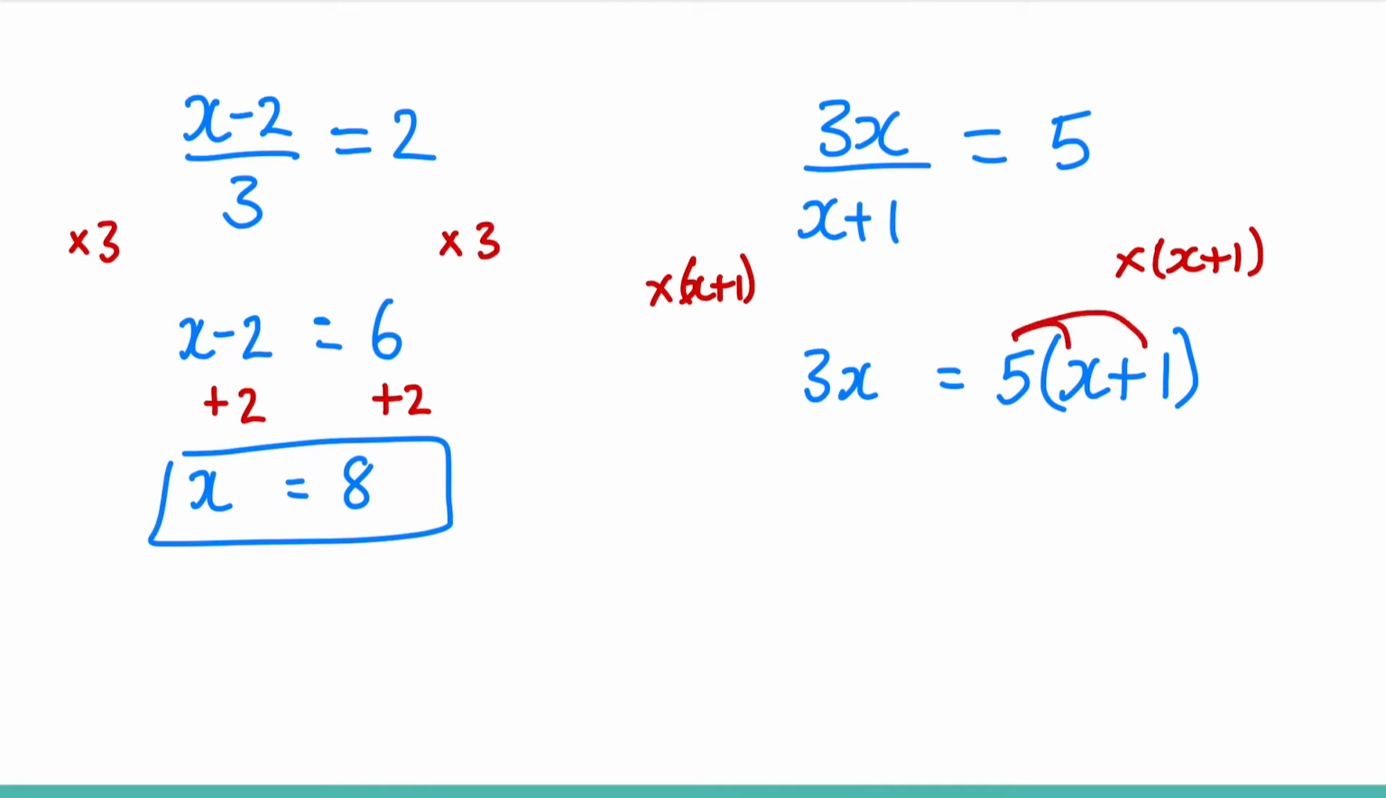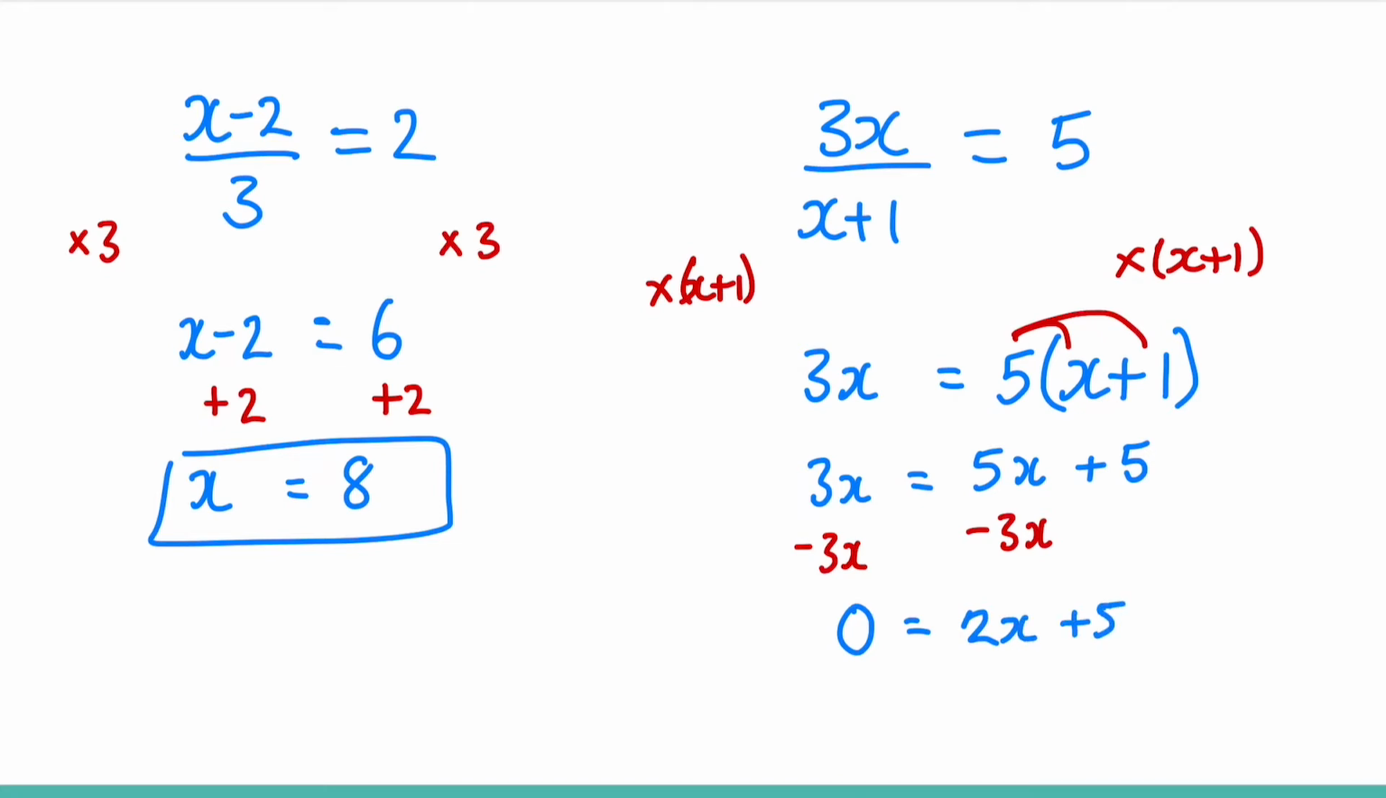Now you can see I need to multiply out the brackets. So 3x is equal to 5x plus 5. And now I can start to tidy this up. So I want to get rid of the smallest number of x, minus 3x. That gives me 0, because there's nothing left on that side anymore, is equal to 2x plus 5. Now I can subtract the 5. So minus 5 is equal to 2x, and therefore minus 5 divided by 2 is equal to x.